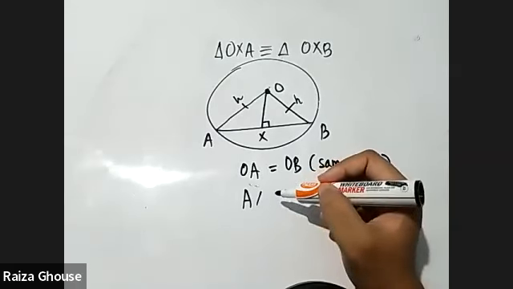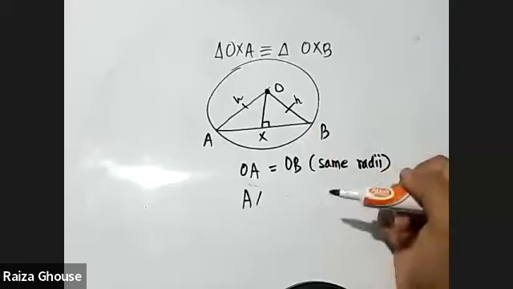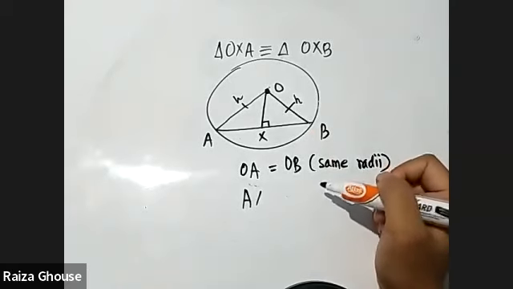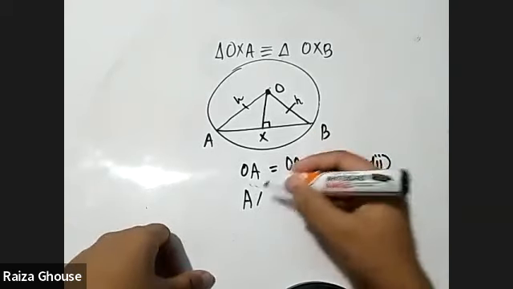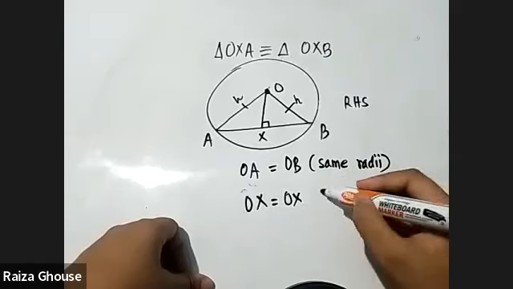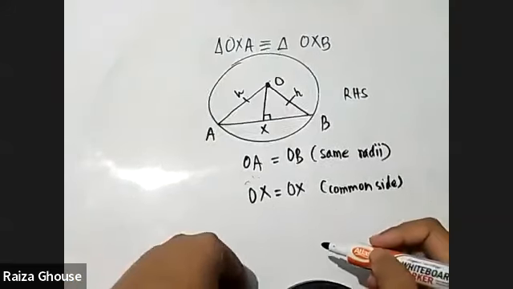AX equal XB. Okay. AX equal XB. Who told you? How do you know? What is the reason you told that? OX equal, that's the same radius. Okay. Now somebody is telling OX equal OX. Reason? Common sense. What is the next data? Angle OXB. What is the reason?